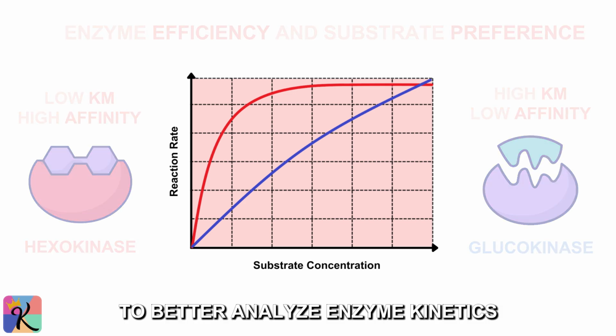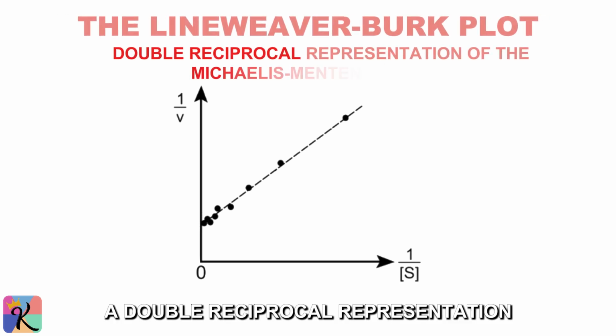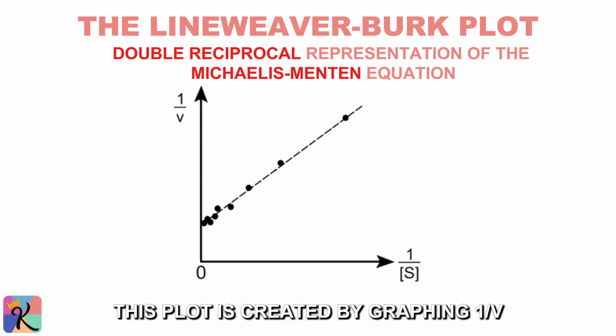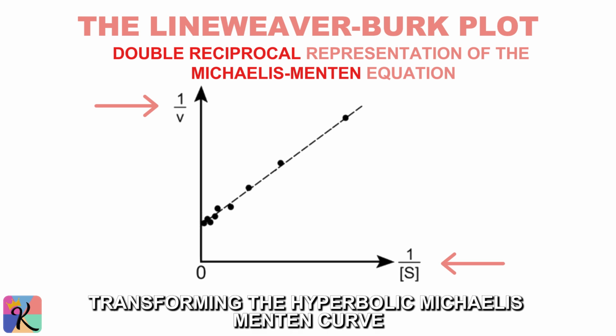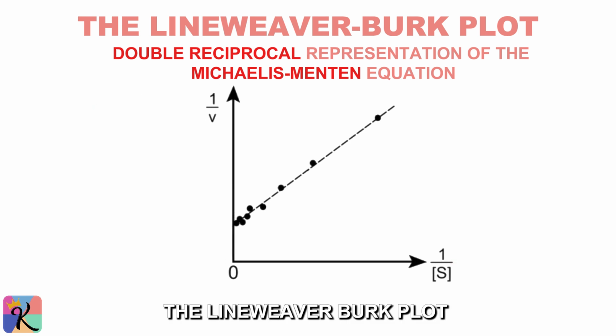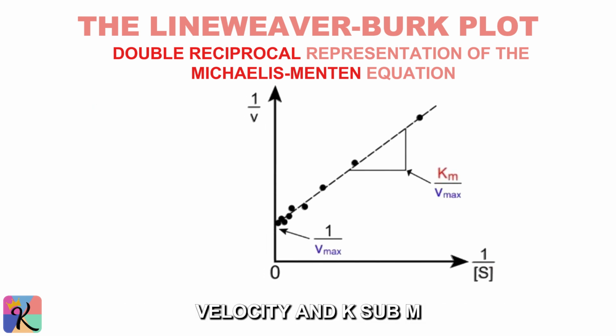To better analyze enzyme kinetics, we use the Lineweaver-Burk plot, a double reciprocal representation of the Michaelis-Menten equation. This plot is created by graphing 1/V against 1/S, transforming the hyperbolic Michaelis-Menten curve into a straight line. The Lineweaver-Burk plot makes it easier to determine maximum velocity and Km.